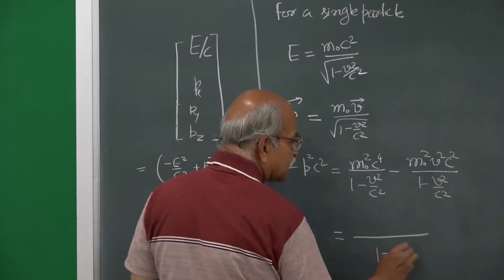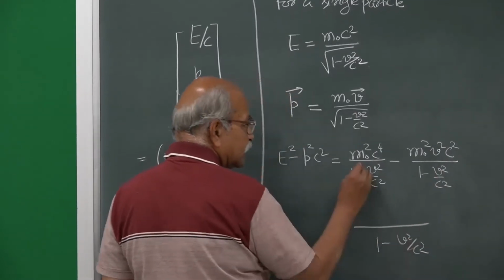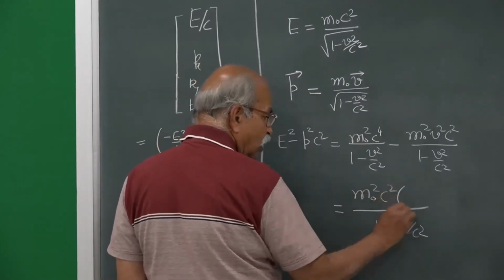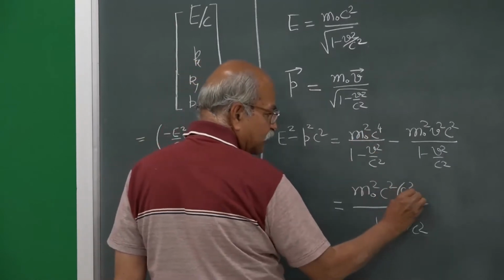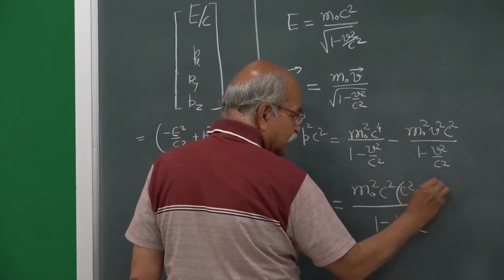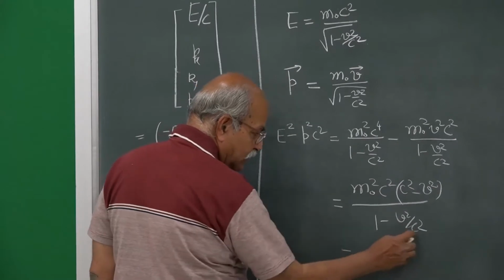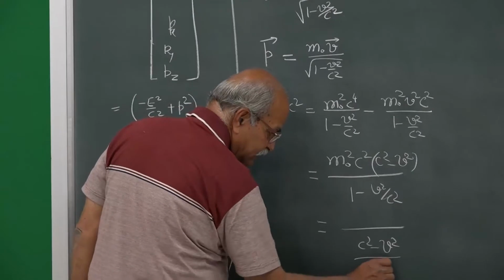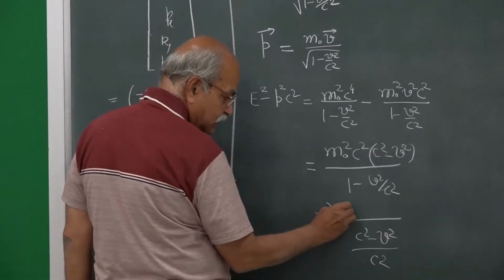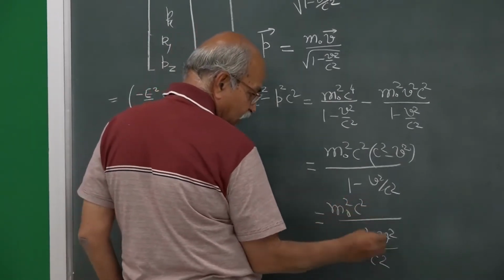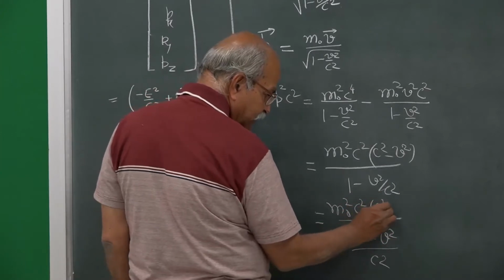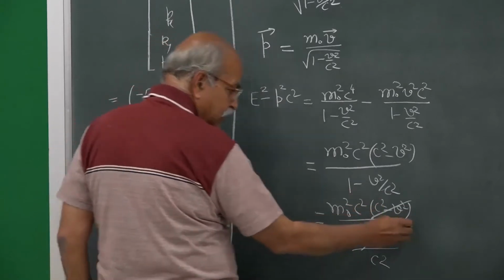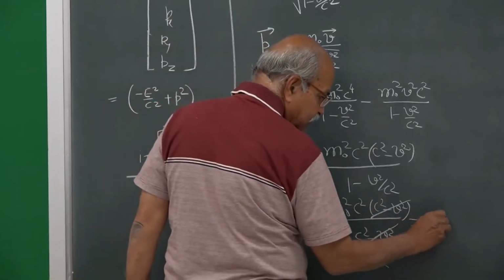So, you have 1 minus V square by c square here, and then m naught square c square you can take common. So, you will get c square from here and minus V square from here, and this you can write as c square minus V square by c square, and this is m naught square c square. Then you have c square minus V square, cancel this, bring it up, and this is m naught square c to the power 4.